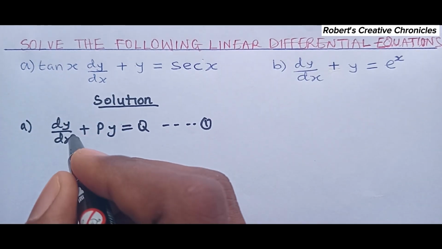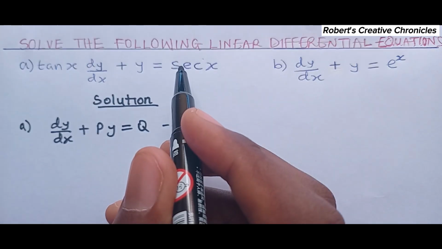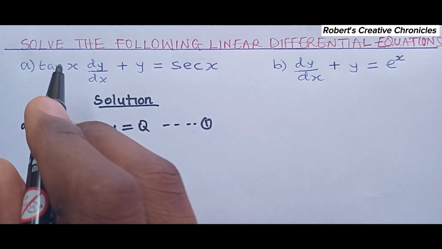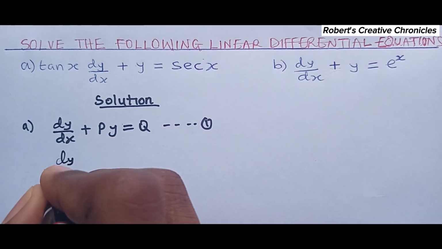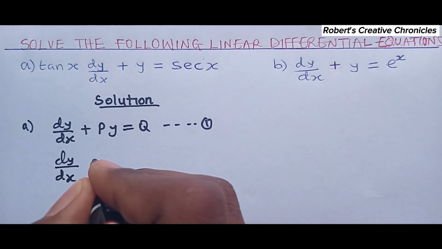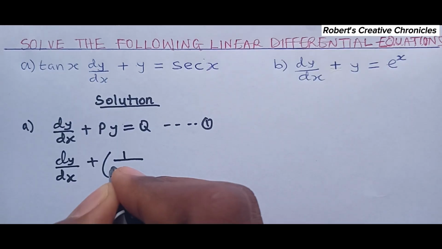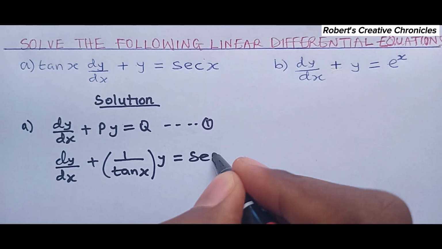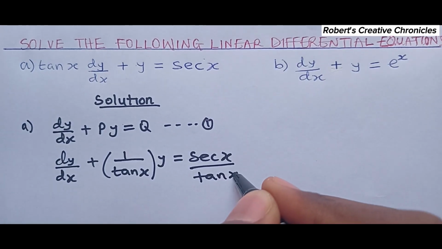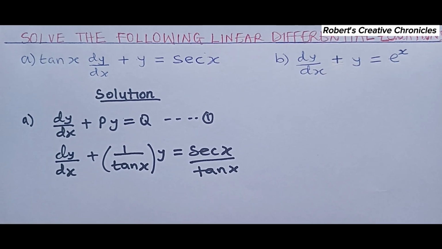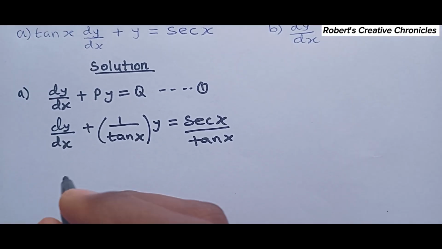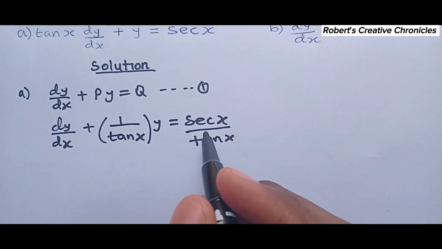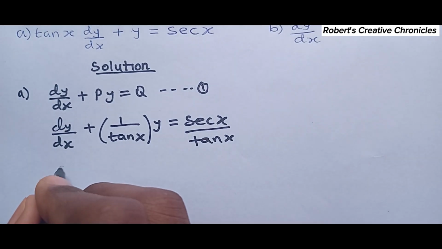To rearrange equation A into this form, we're going to divide through equation A by tan x. So we divide this by tan x, which gives us dy over dx plus 1 over tan x y equals sec x over tan x. Now, this sec x is 1 over cos, and tan is sine over cos. So we're going to rework it to simplify it.